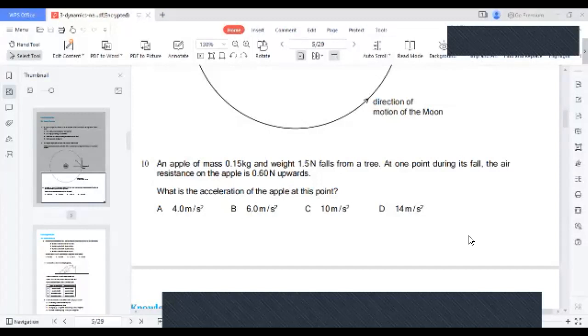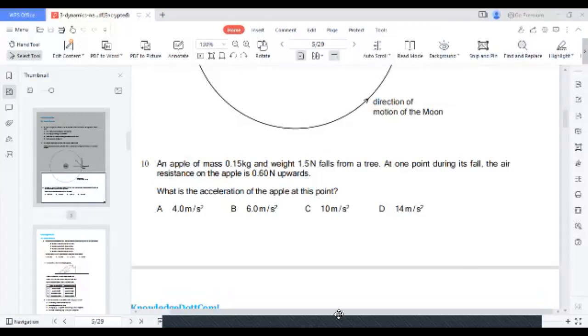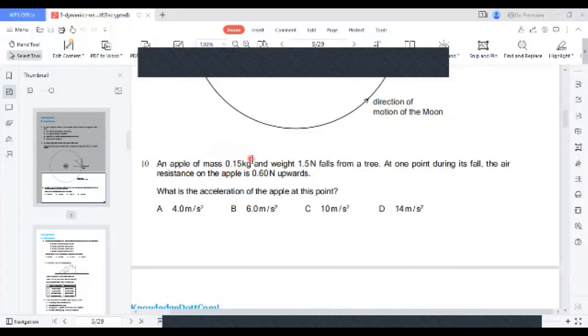So now problem number 10. In problem number 10 it says an apple of 0.15 kg. It means if you just multiply it with 10, then this mass would get converted into weight. So its weight would become 1.5 Newton, and it falls from a tree.